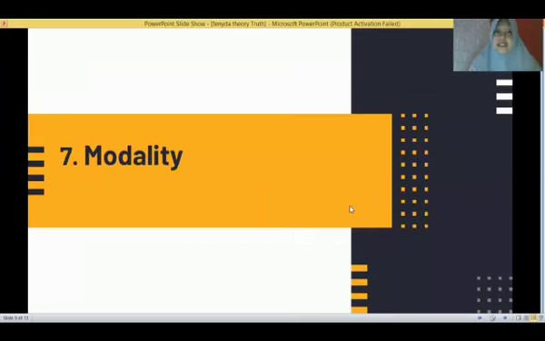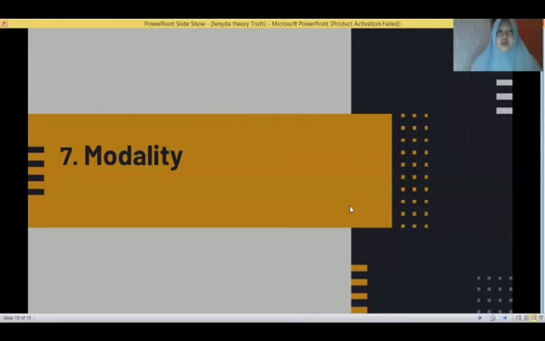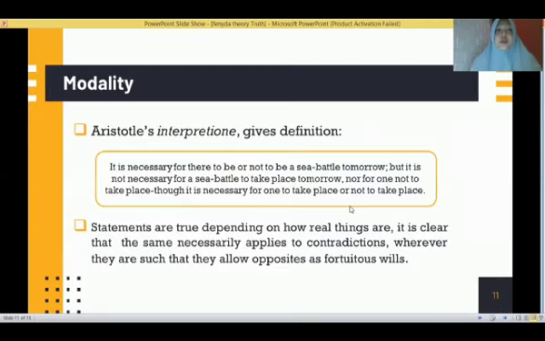Next, modality. Aristotle's sea battle gives an illustration. It is necessary for there to be or not to be a sea battle tomorrow, but it is not necessary for a sea battle to take place tomorrow, nor for one not to take place. It is necessary only for one to take place or not to take place.